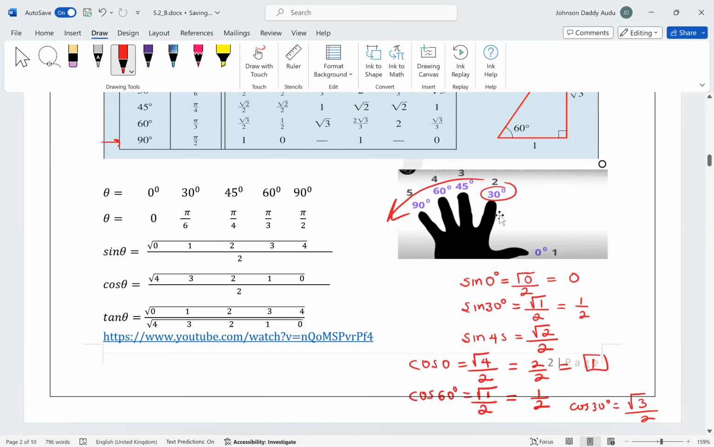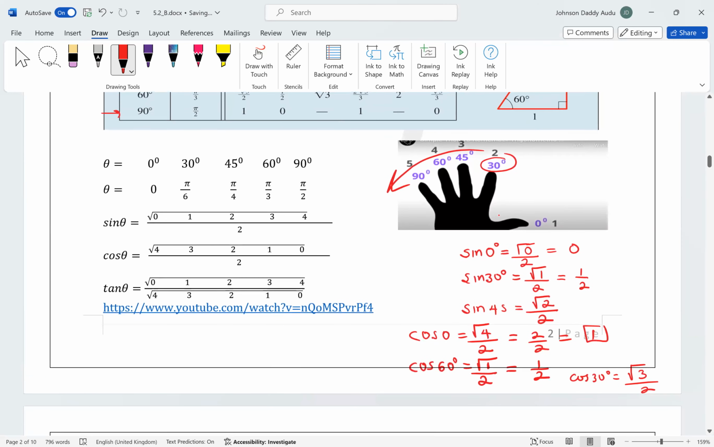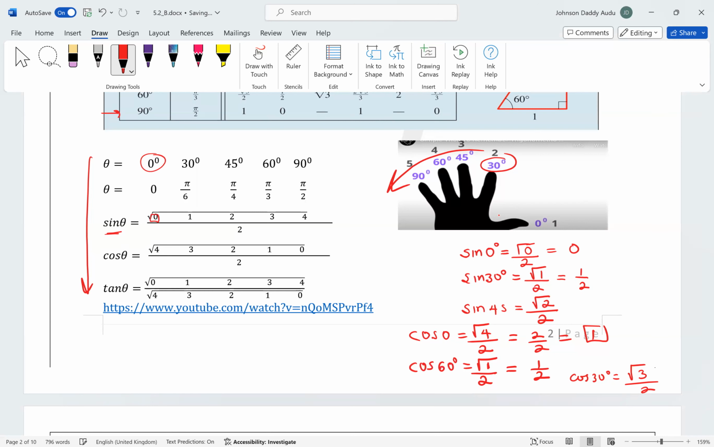All right. So another one is this one here. We can also use this. Here you have your theta, which is theta 0, 30, 45, 60, and 90. Then you can write your sine theta. It's just the root of what? You're starting from 0, 1, 2, 3, 4. But everything you are dividing by 2. So it means if you're looking for sine 0 degree, since you are dealing with 0, it will be square root of 0 divided by 2, which is still 0.